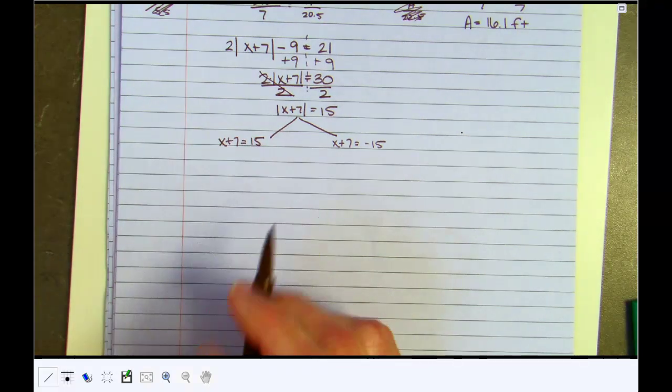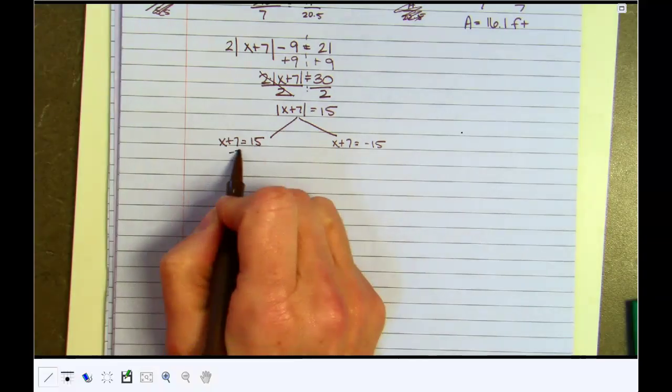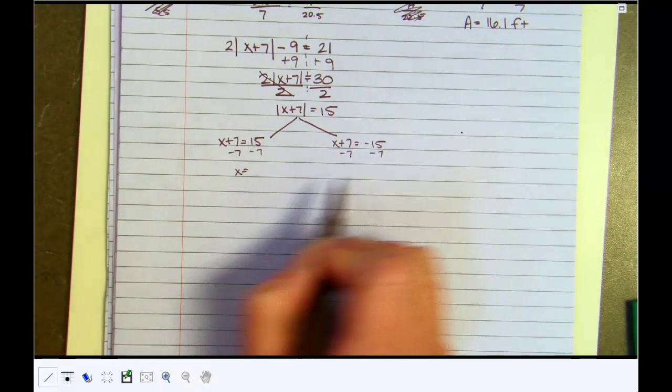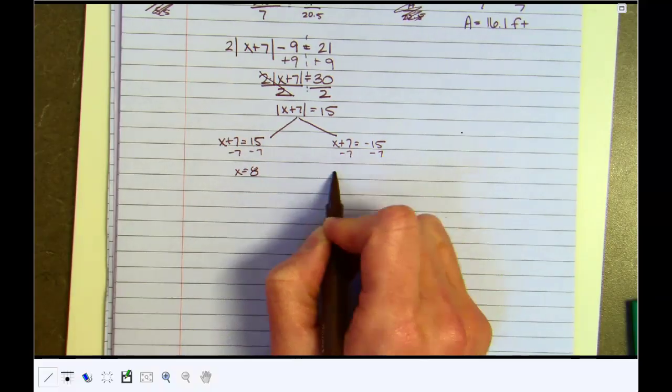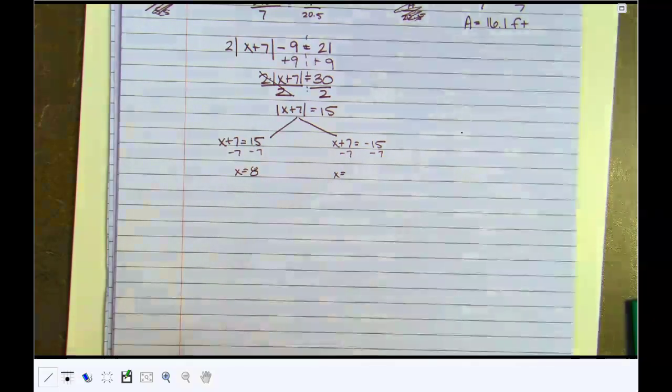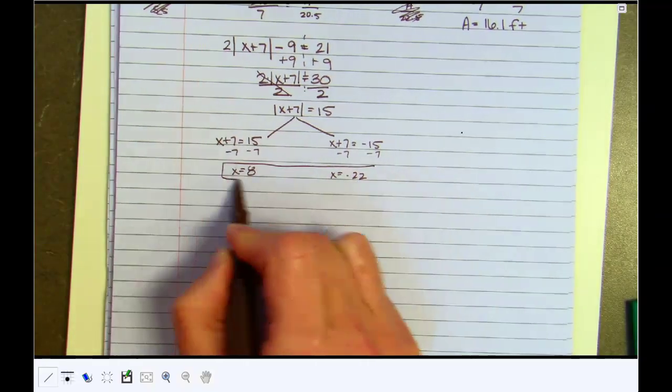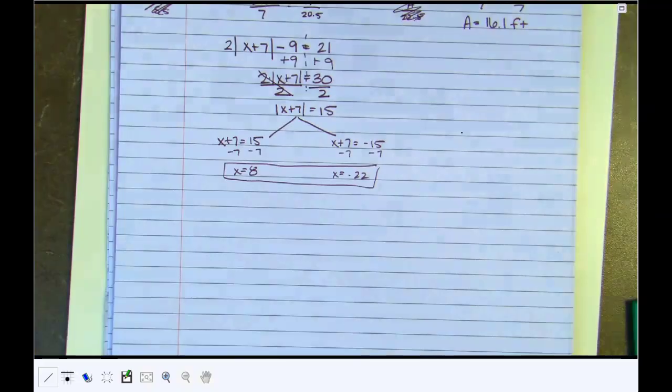How? Minus 7. There you go. Minus 7. So you have x equals what on the first one? 8. And then you have x equals negative 15 minus 7, which is what? Negative 22. So 2 answers. 9 times out of 10, absolute value will have 2 answers. Okay? You don't want to miss that. You do not want to miss that.